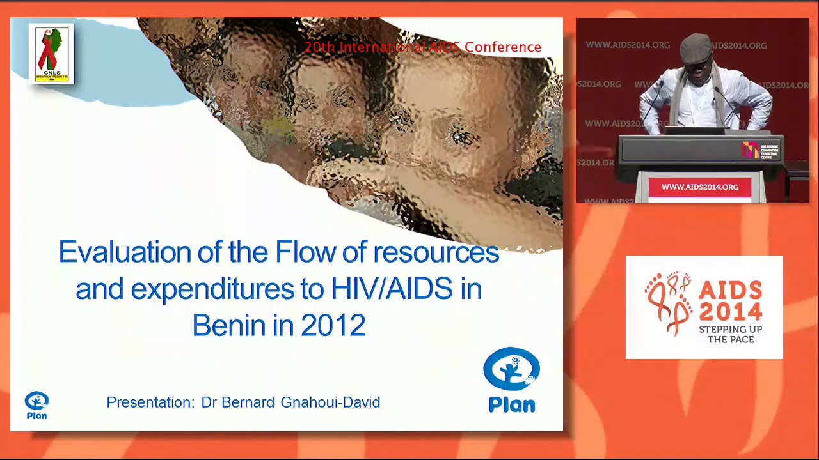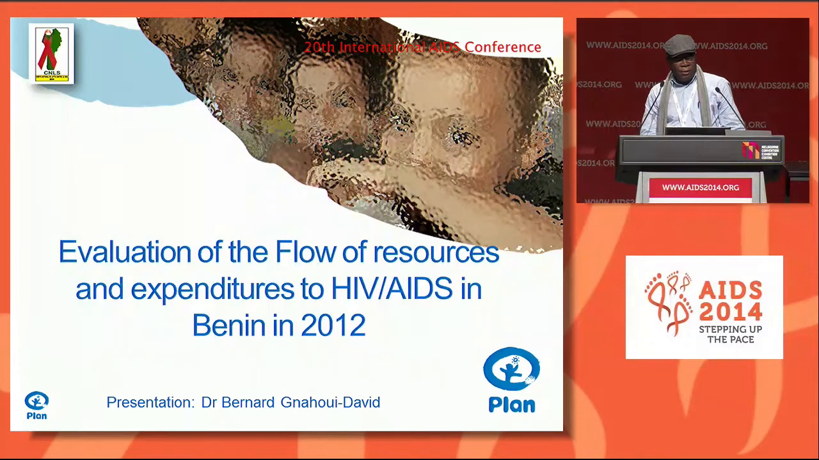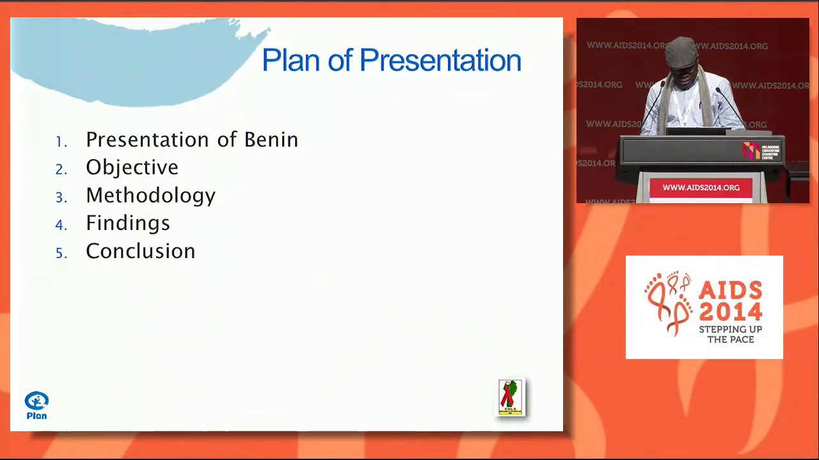I would like to share with you our experience on how expenditure are made for HIV/AIDS and what conclusion we can draw from it. The presentation will be done in 5 points. We talk about the objective, after the presentation of the country, the methodology we use, and talk about the findings and make a conclusion.